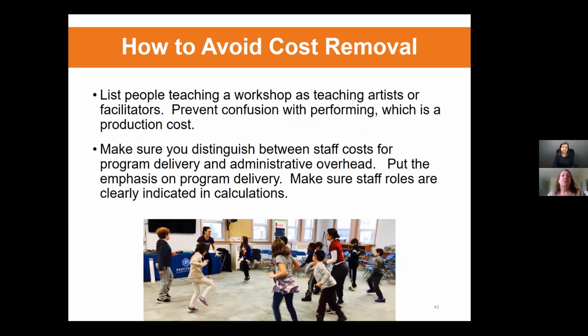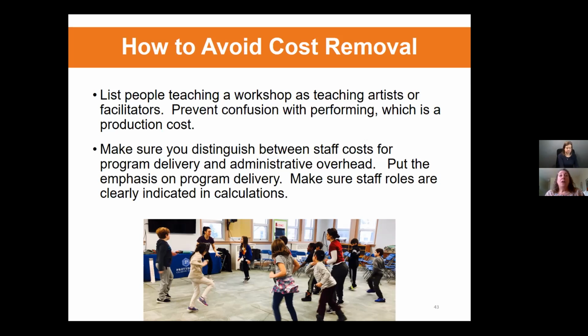How to avoid cost removal, especially when a performing artist will lead a residency or workshop, list their role in the budget as a teaching artist or a facilitator. This will prevent confusion with the role of performer, which is an unallowable production cost. Please do remember this. Anybody that's facilitating or teaching, especially if they're a performing artist, list them as a teaching artist.